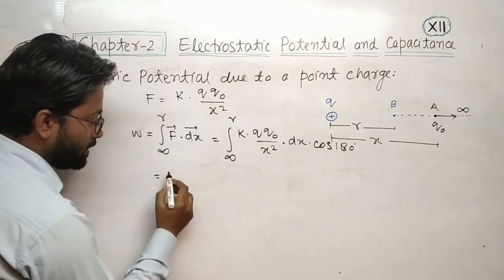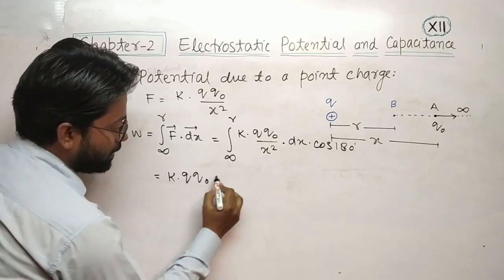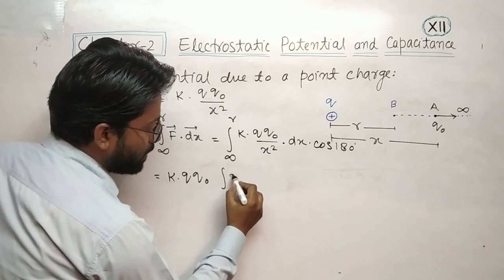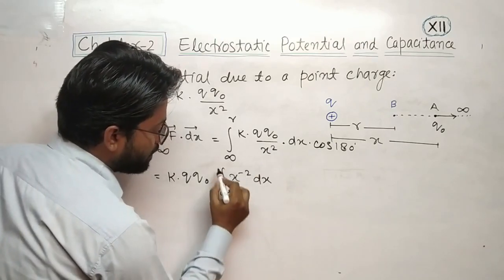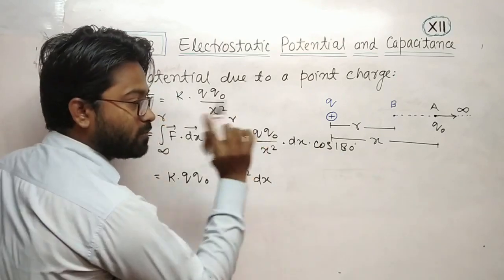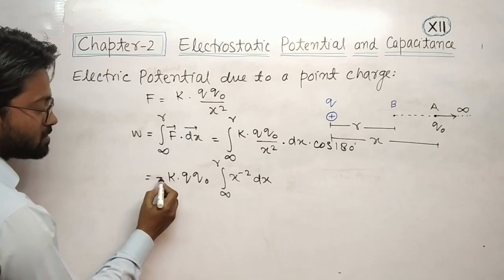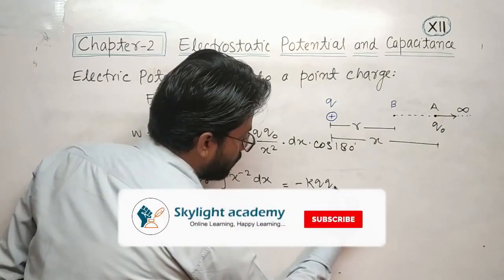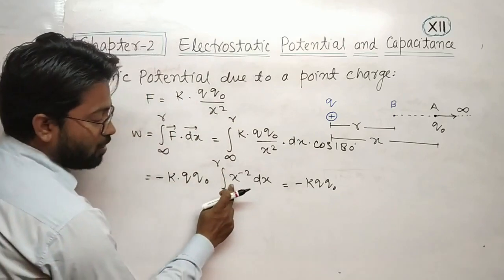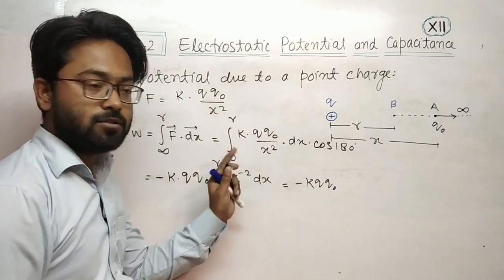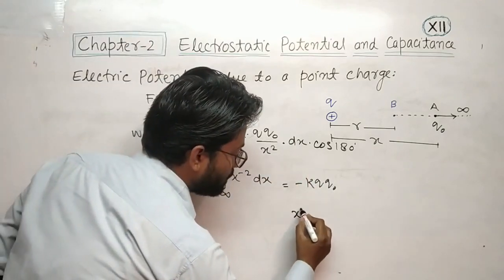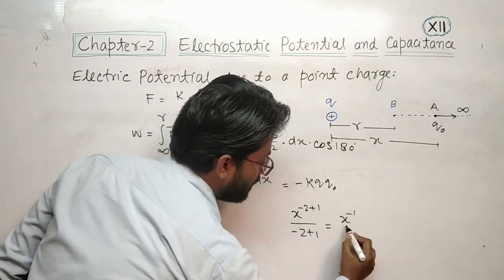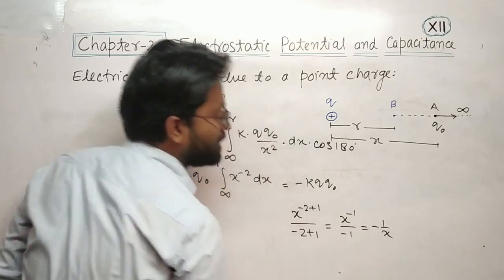K, Q and Q naught are constant, so they can be taken out. Integration of 1 upon x square can be written as x to the power minus 2, from infinity to r, and cos 180 is minus 1, so we write a minus sign here. That will be equal to minus K Q Q naught times the integration of x to the power minus 2. Integration of x to the power minus 2 will be x to the power minus 2 plus 1 upon minus 2 plus 1, which is x to the power minus 1 upon minus 1, or we can write minus 1 upon x.